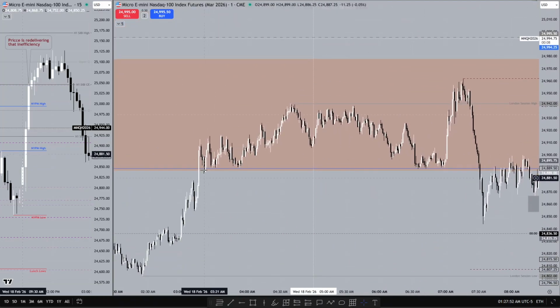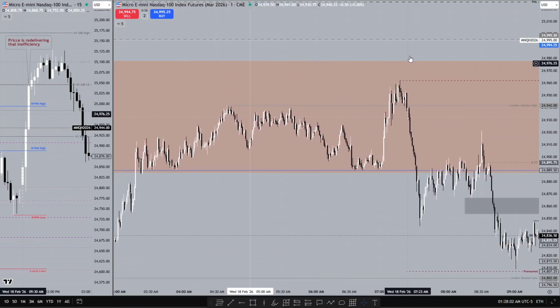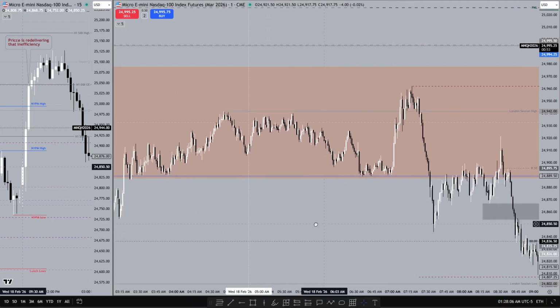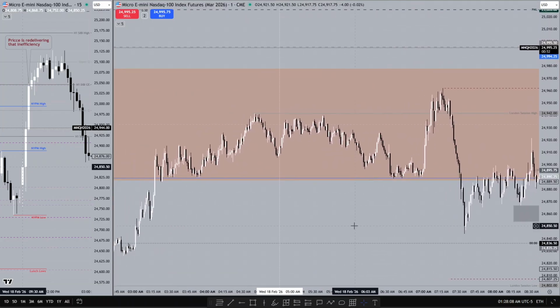So I could just reference that as a low of the 4-hour. This orange shaded area is the 4-hour inverted fair value gap. So if we trade above this and close strongly above it on hourly time frames and higher time frames, I'll go back to a bullish bias.